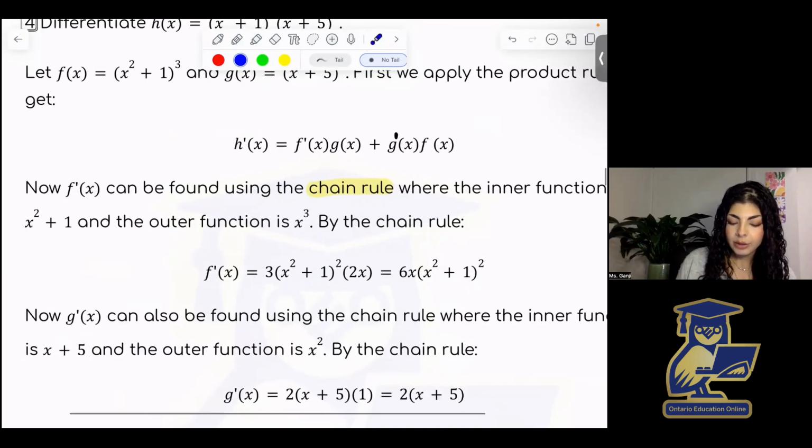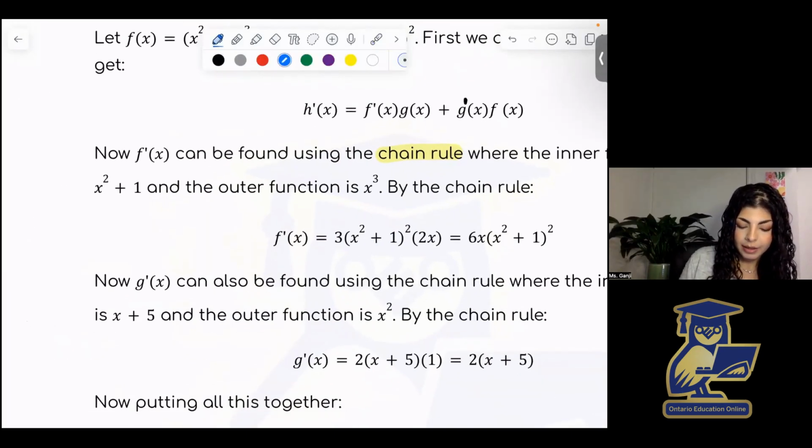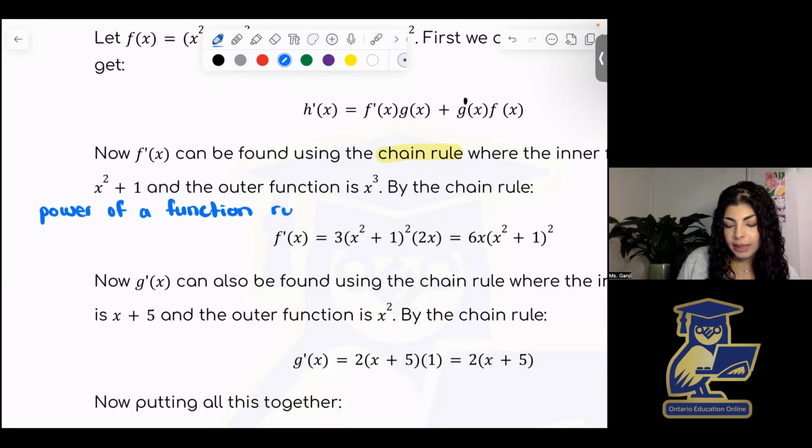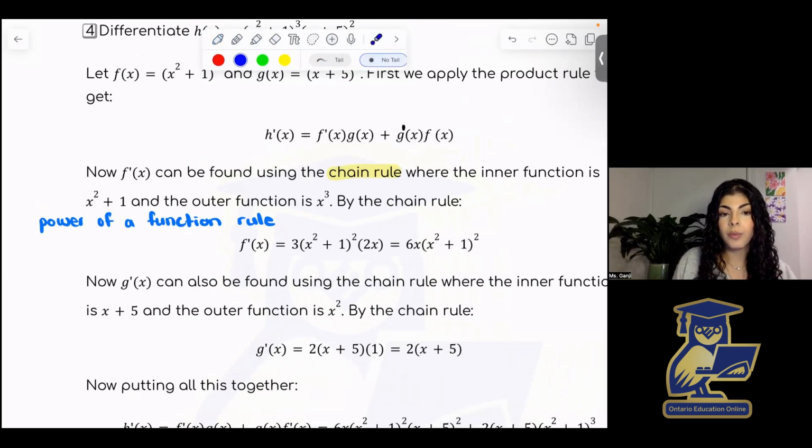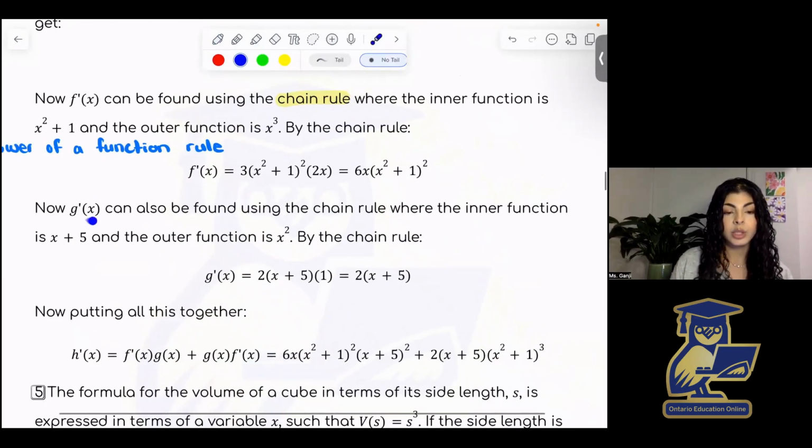So if you remember, this is actually just the power of a function rule. But that actually comes from chain rule. So I did introduce the power of function rule to you so you can get started on working with derivatives of certain polynomials, but it actually just is one of the components of chain rule itself. And so we can see that whether you think of it as power of function rule or the chain rule, you will still get the same answer. And same thing with g of x now.